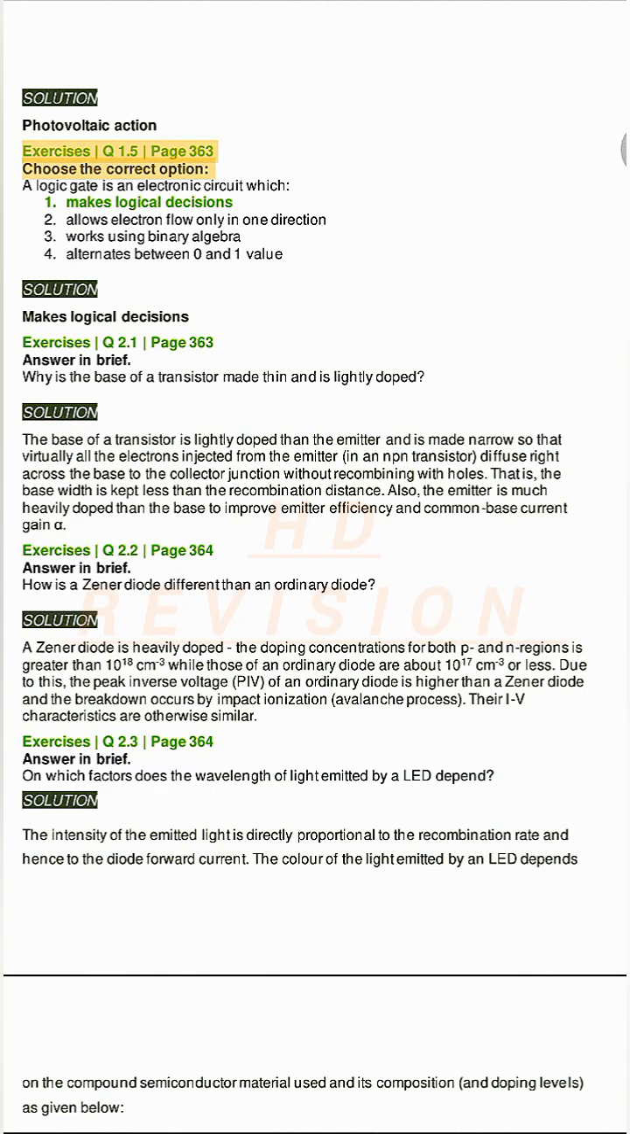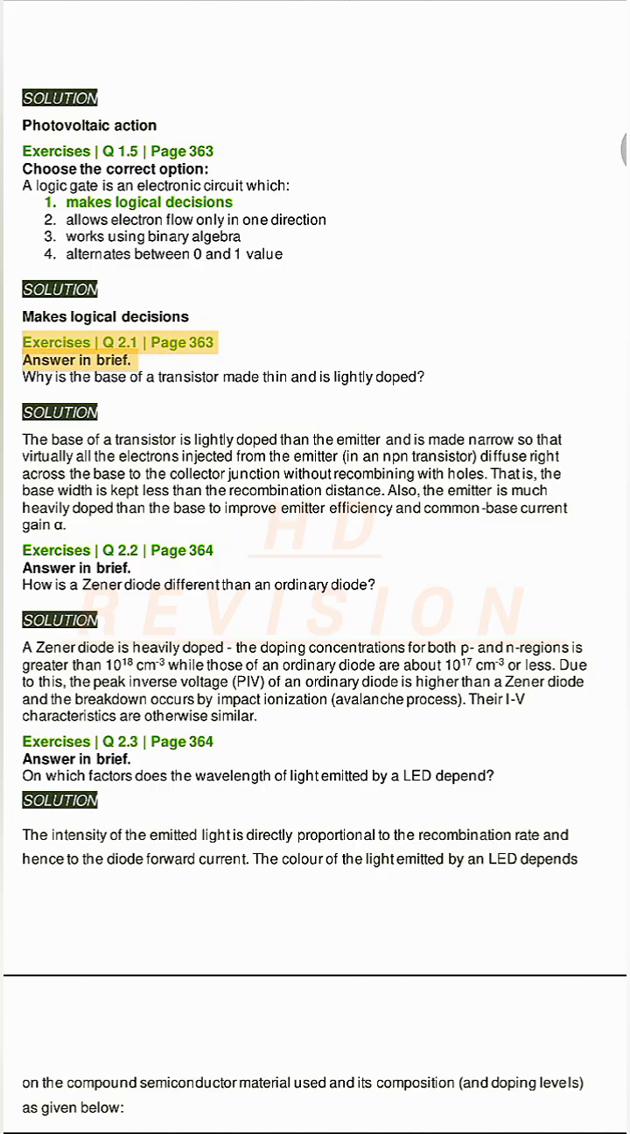Exercises Q1.5, page 363. Choose the correct option. A logic gate is an electronic circuit which 1. Makes logical decisions 2. Allows electron flow only in one direction 3. Works using binary algebra 4. Alternates between 0 and 1 value. Solution. Makes logical decisions.